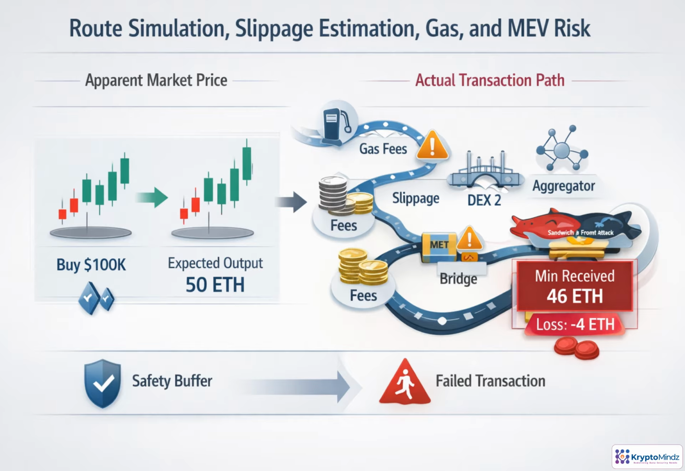An apparent spread is only the starting point. Before an agent trades, it should simulate the exact route and estimate what will actually arrive after price impact, pool depth, routing complexity, gas, bridge costs, aggregator fees, and priority fees. It also needs a buffer for MEV, including sandwiching, front-running, and back-running, plus the cost of failed transactions. If the conservative net result is not clearly positive, the correct action is to reject the trade.